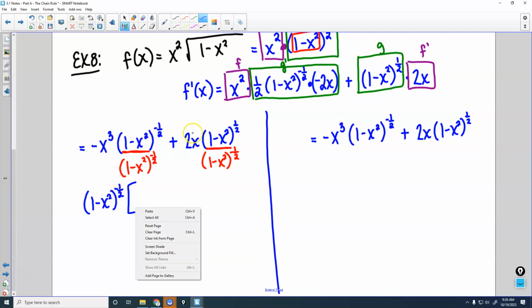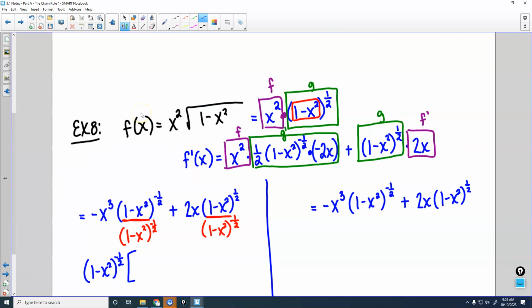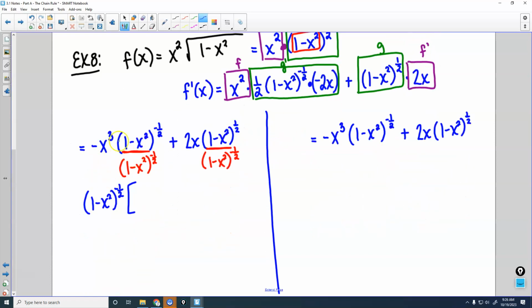Remember when I say greatest common factor, we're thinking like if I had 3x plus 6. Greatest common factor for that's 3. Right? So you don't really think about it, but what you're doing is you're dividing by 3, dividing by 3. 3 divided by 3 is 1. 6 divided by 3 is 2. So that would be 3 times x plus 2. We're doing the same thing here, just way more complicated, right? So if I've got 1 minus x squared to the negative 1/2 and I divide it by 1 minus x squared to the negative 1/2, those two cancel each other out. And I just have a negative x to the third right there.